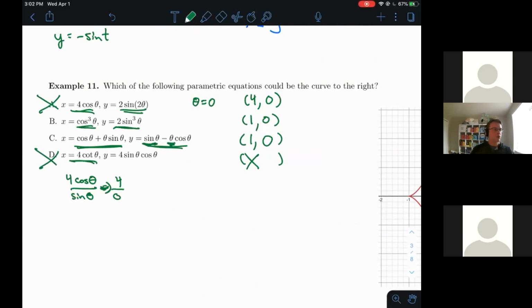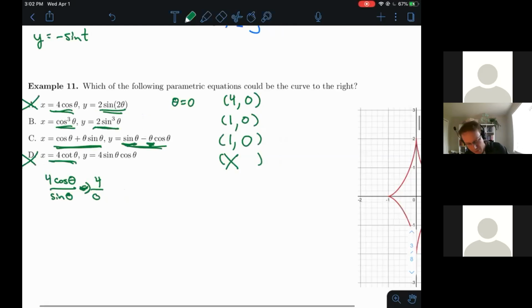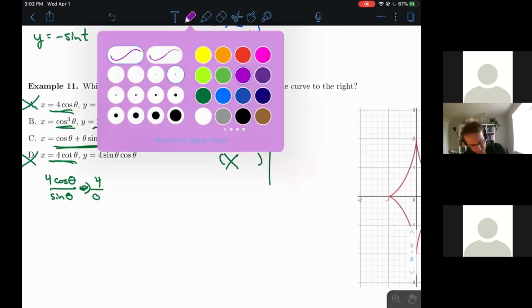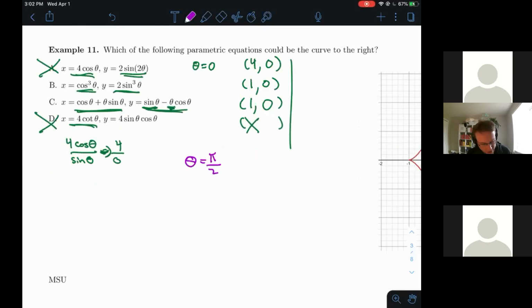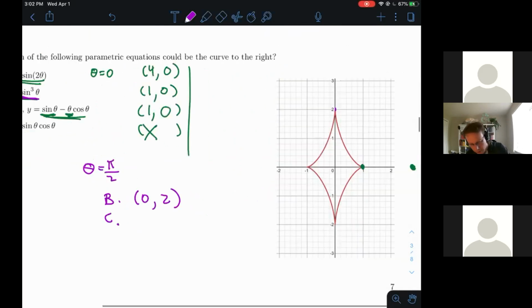Now we're between B and C, and we can just play this game a few more times. Soon we'll find a difference. If I try theta equals pi over 2, that's another thing we could plug in, for B and for C. For B we have cosine of pi over 2, which is 0. Cube that, we get 0. Sine of pi over 2 is 1. Cube 1, we get 1, times 2 is 2. So 0, 2.